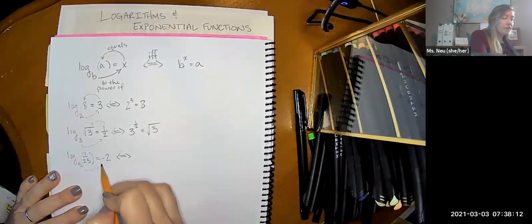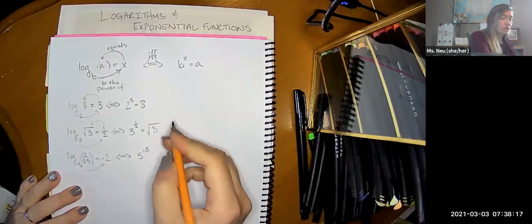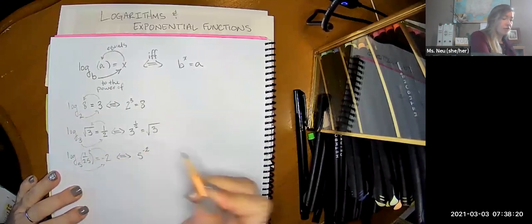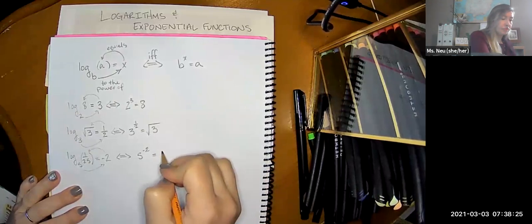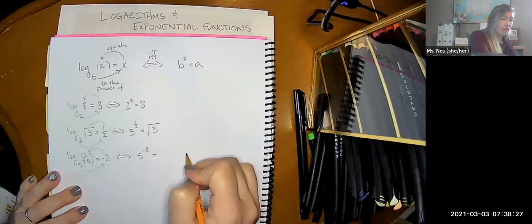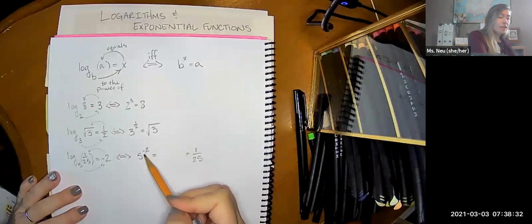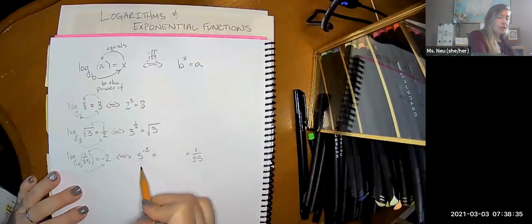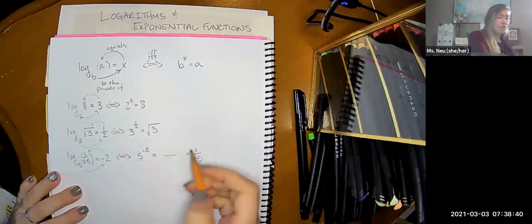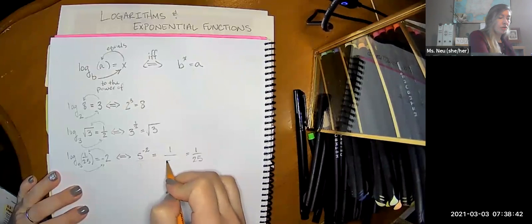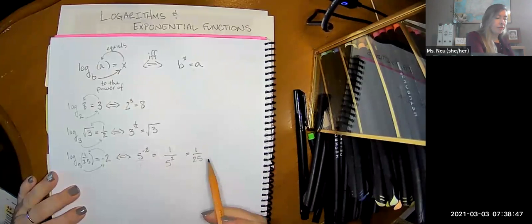All right, 5 to the power of -2 should equal 1/25. And I'm just going to show one more step here. Anything to a negative power, we got to move it downstairs, right? So 5 to the power of -2 over 1 is the same thing as 1/5 squared. And now we can see 5 times 5 is 25.